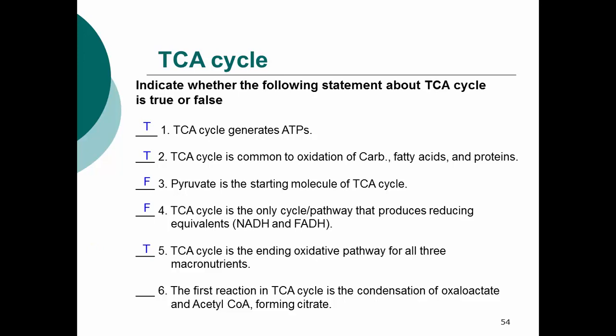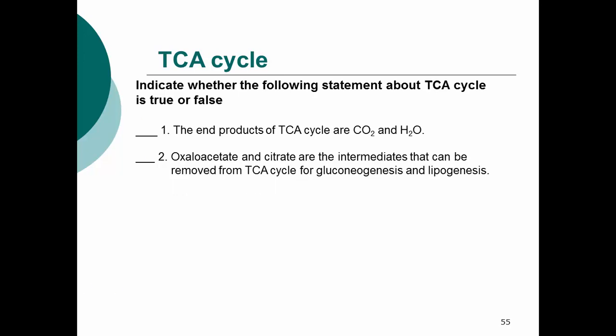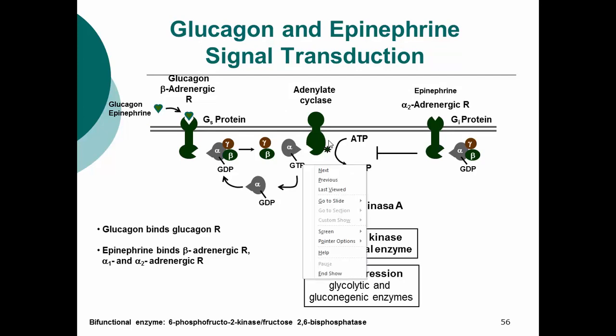6. The first reaction in the TCA cycle is the condensation of oxaloacetate and acetyl-CoA forming citrate. Yes, right? Okay. All right. Two more. The end products of the TCA cycle are CO2. Too easy. Yes, of course. And second, oxaloacetate and citrate are intermediates that can be removed from the TCA cycle for gluconeogenesis and lipogenesis respectively. Yes. Okay. All right. So I think that's all for this section.